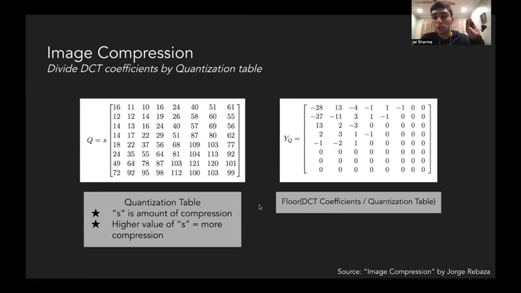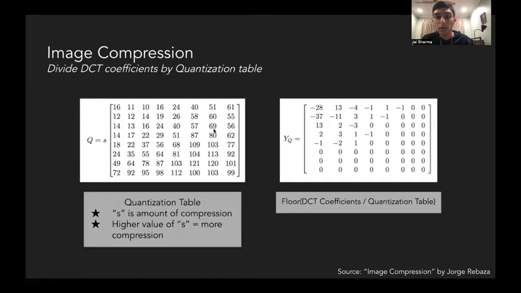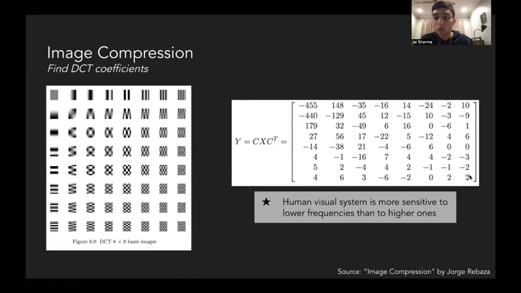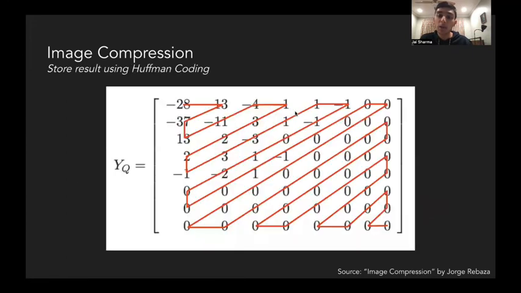What you're going to do is Y divided by the quantization table. So each element of this is divided by each element of this, and then you take the floor of that. For example, you do 2 divided by 99, take the floor, and you get 0. As you'll see, a lot of these actually end up becoming 0, and that means we don't need as many numbers to represent this image. And so we only need these numbers, and these numbers can actually be stored using Huffman coding.